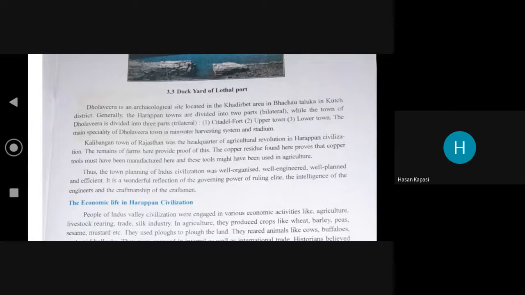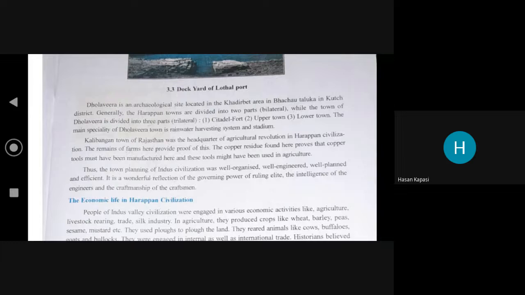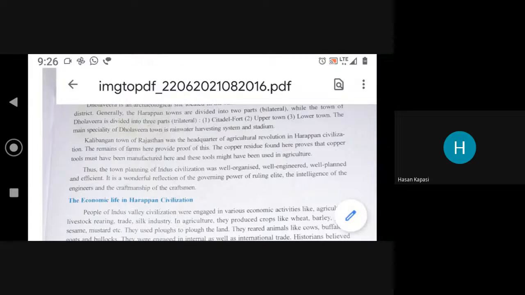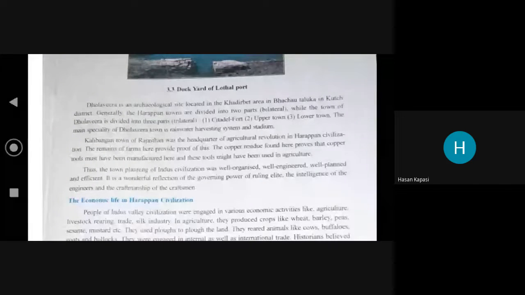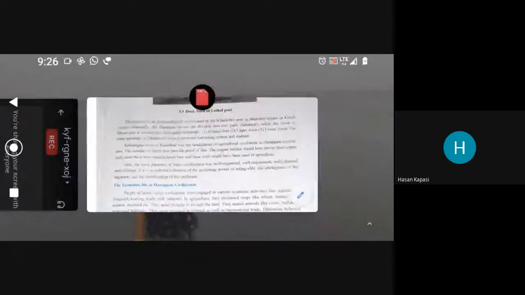It is a wonderful reflection of the governing power of ruling elite, the intelligence of the engineers and the craftsmanship of the craftsmen. Craftsmen, very good. It's a very good example, you can say. Right? Today also, when we see the constructions, we cannot see such good examples, right? Understood? So all this is about town planning of Harappan civilization.